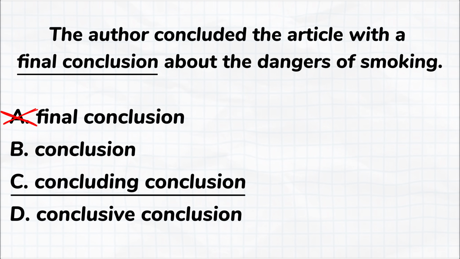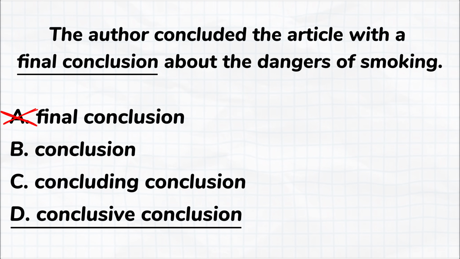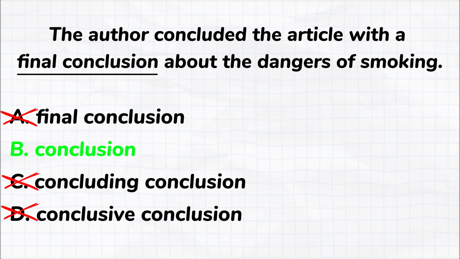Choice C, concluding conclusion. That is just nonsense. You're repeating the same root word. Definitely wrong. Choice D, conclusive conclusion. Again, over the top. You can immediately tell. It's just repetitive, awkward. It doesn't sound right. So the correct answer is B, just conclusion.